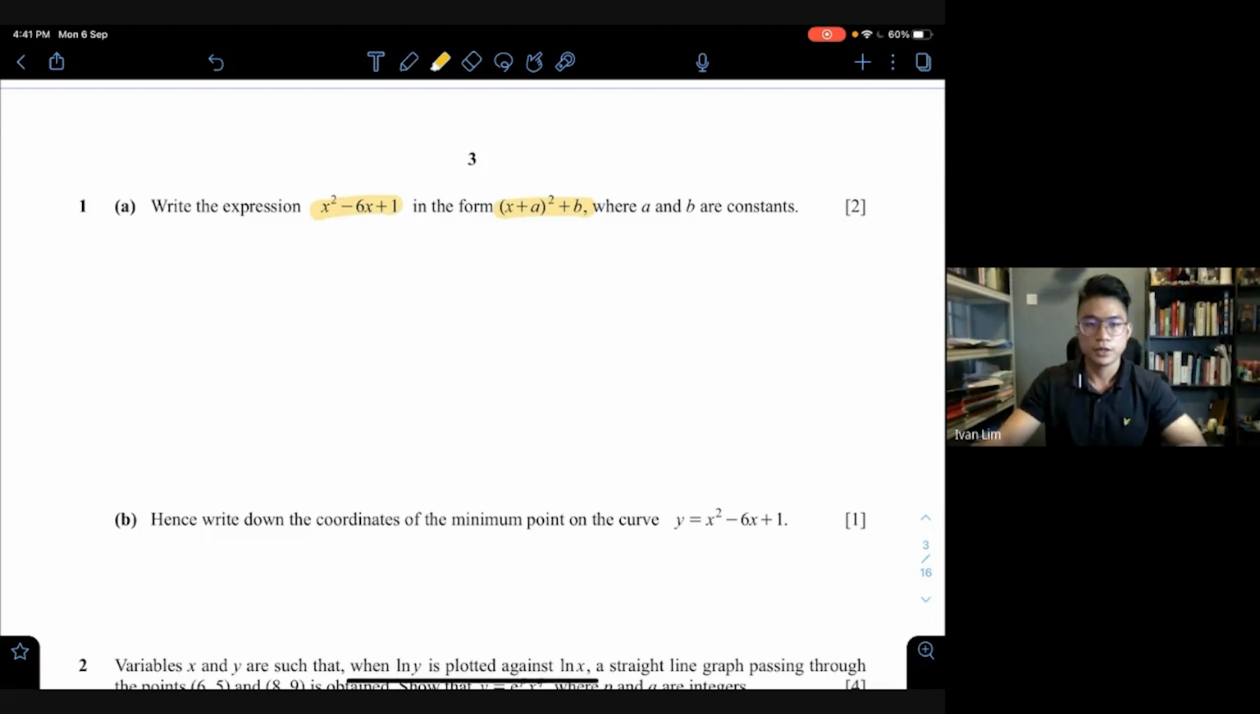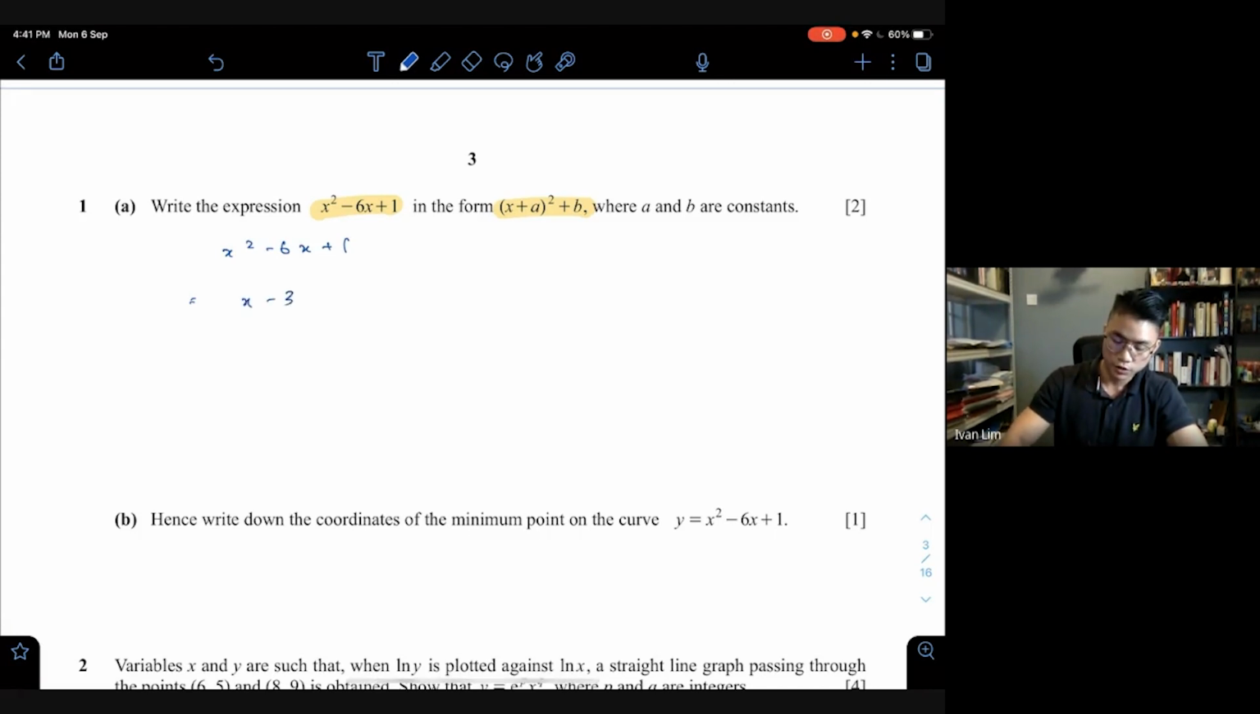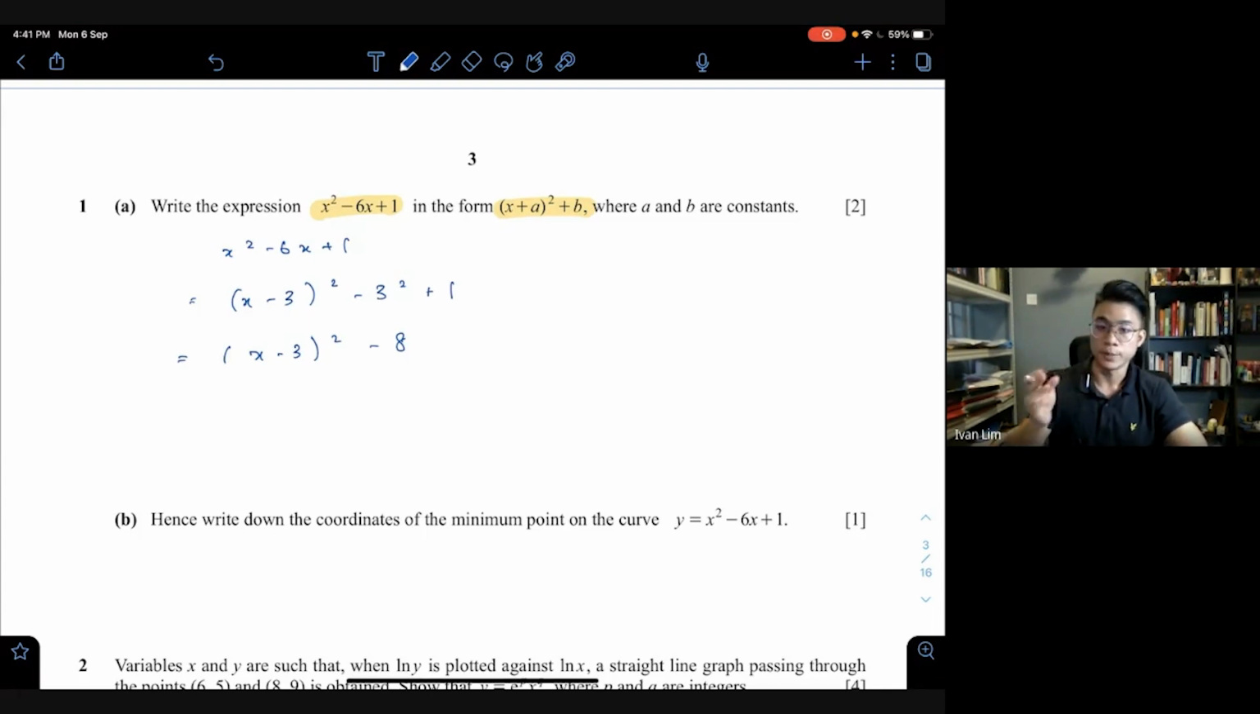CTS form, all right? x plus a, squared, plus b. So what you all need to do is CTS, completing the square. All you need to do is divide 2 into your b, then like this. And your final answer will be x minus 3 squared minus 8. Okay? CTS, good. This is how they'll give the marks: here is 1 mark, here is 1 mark. So not so much in the steps.